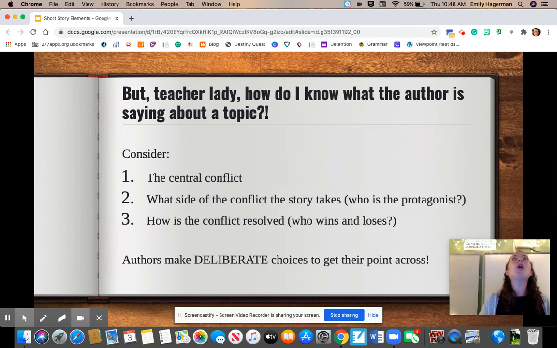Oh, but how do I know? It doesn't tell me. How do I know? Again, this is detective work. So you need to consider the central conflict. What side of the conflict does the story take? So who's the good guy? Who's the bad guy? Who's the protagonist? Who's the antagonist? How is the conflict resolved? Who wins and who loses? Those are all really good hints to how the author really feels about the subject. Authors really do make deliberate choices to get their point across. They don't just fill in a story like Mad Libs. No, they're choosing to tell a story in a specific way for a reason.